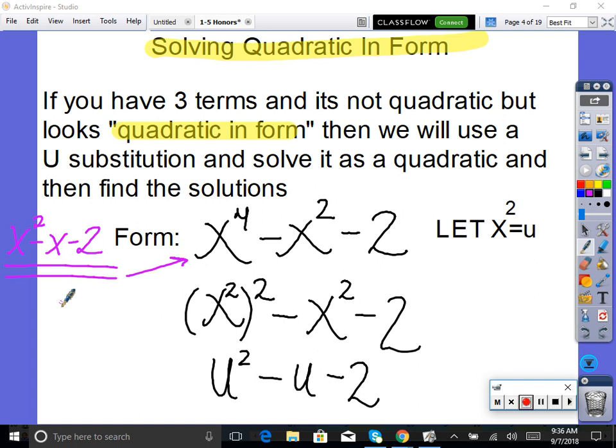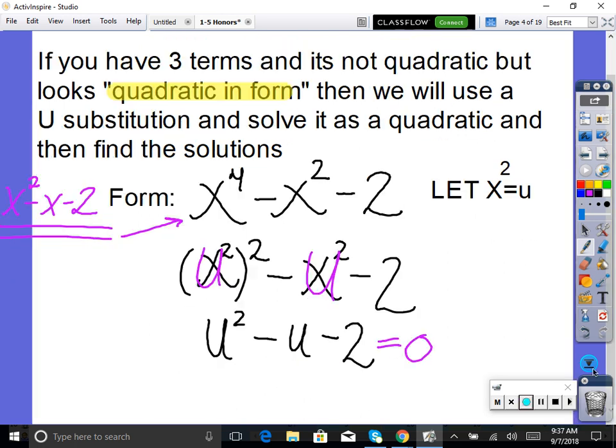So remember we did a u substitution. We said, well, we can write this all in terms of x squared and then insert a u. So x to the 4th is x squared squared, so then we have minus x squared minus 2. So we said let u equal x squared, and then we inserted a u wherever there was an x squared. That gave me u squared minus u minus 2, and now we could factor the u part.